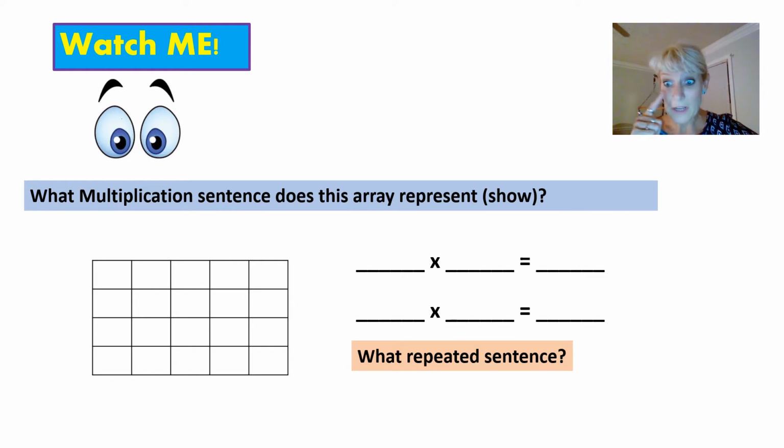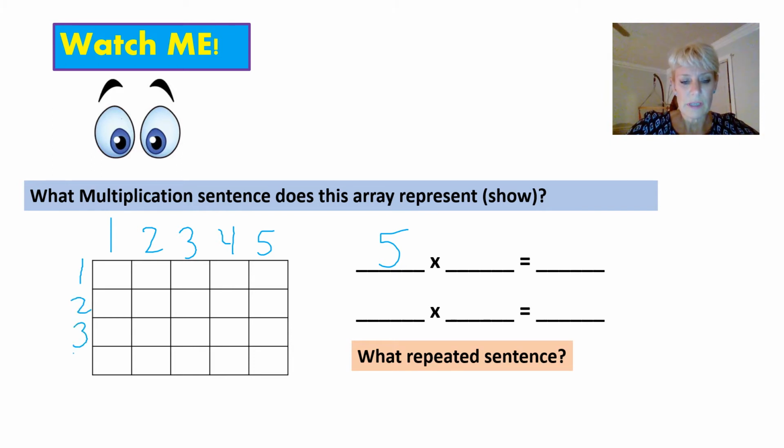Okay, this is a watch me. All right, this watch me is talking about an array. So let's remember our strategy for an array. If you remember, we can go ahead and start numbering these. 1, 2, 3, 4, 5. So somewhere I'm going to have a 5. All right, and then I'm going to say 1, 2, 3, 4. Somewhere I'm going to have a 4.